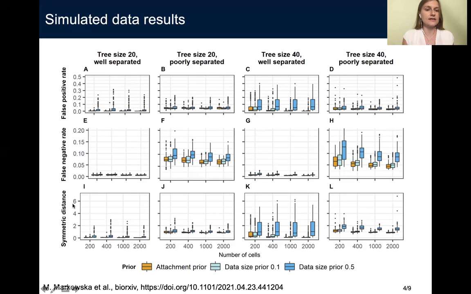And the last measure is symmetric distance, which means how many breakpoints we have inferred wrongly for an average cell. And you can see here that the results are 1 breakpoint wrongly inferred or even less.